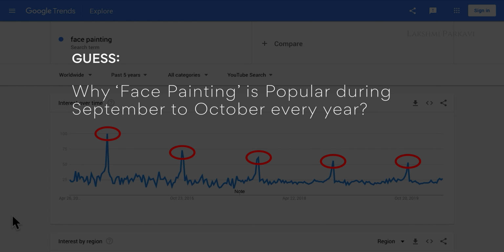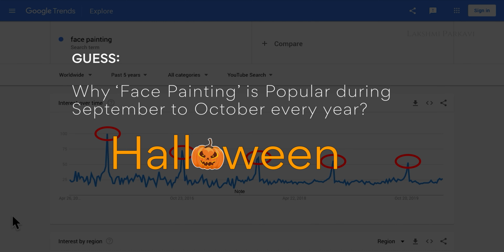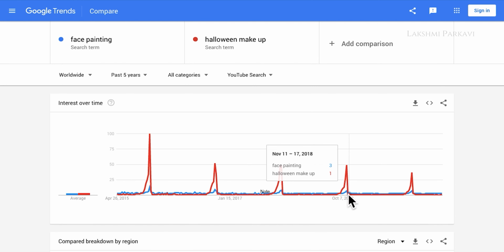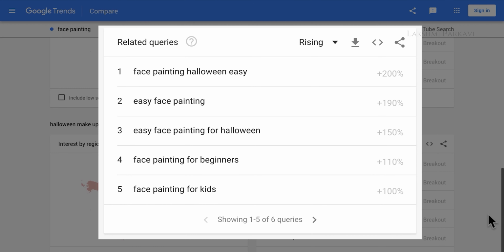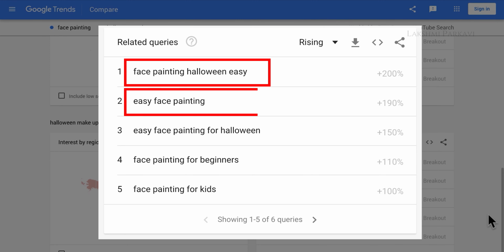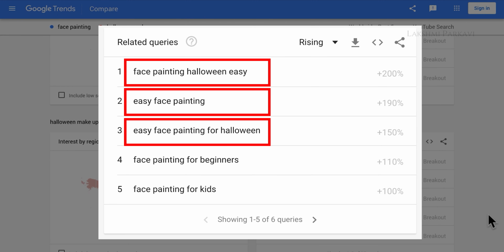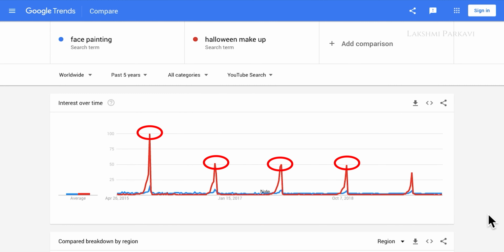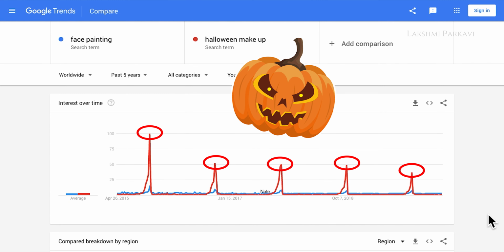Can you guess why face painting is popular during September to October in the past 5 years? Cause it's Halloween and people are searching for Halloween horror makeup ideas. Now let's compare face painting with Halloween makeup. They are both peaking up at the same time of the year. That's because many people are searching for queries like face painting Halloween easy, easy face painting for Halloween, face painting for beginners, face painting for kids during the Halloween season every year.